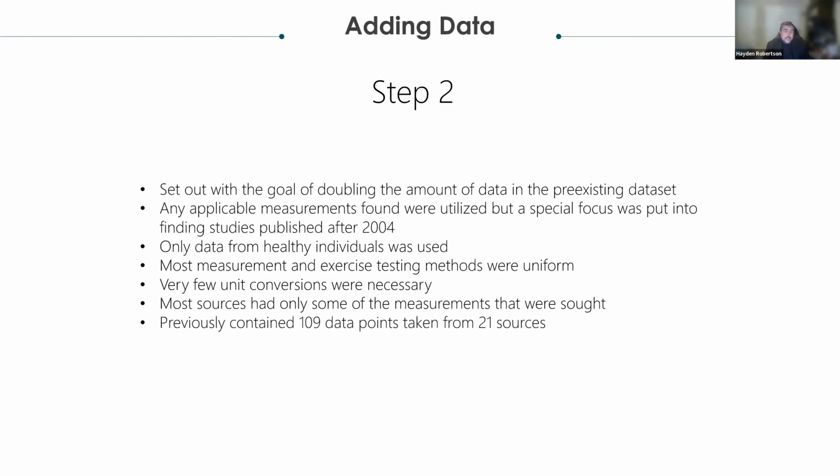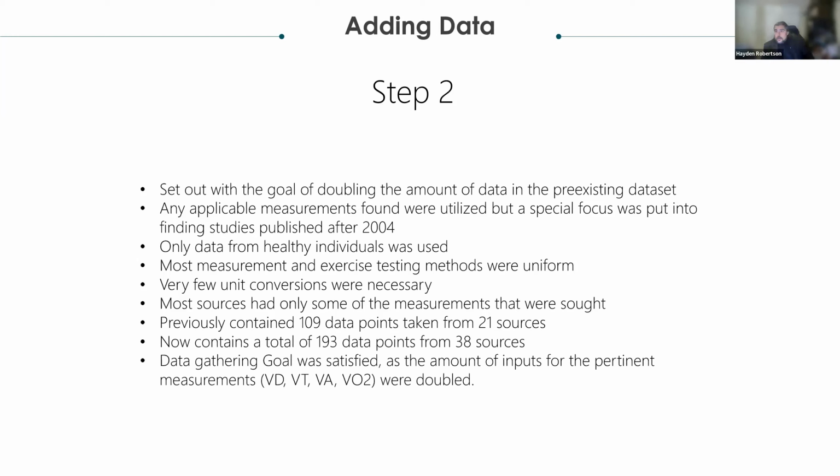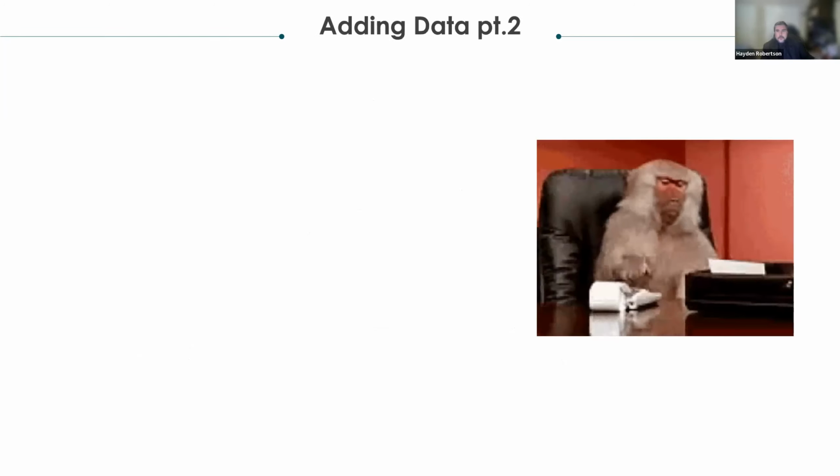So what I had to work with originally contained 109 data points from 21 sources, and a lot of those data points are means. Even if we have some papers that have a lot of individual values, we take standard deviations and means, and we consolidate those into one data point. And by the time I was finished, we have 193 data points from 38 sources. I am considering my goal of doubling the initial amount of data I had to work with reached. Even though you might say I didn't double data points or sources, when you look at the points of interest for us, VD, VT, VA, VO2, I was effectively able to contribute about twice as many. So mission accomplished, pat on the back there.